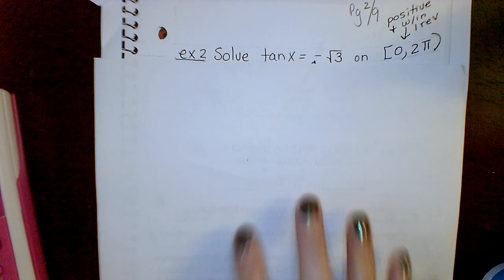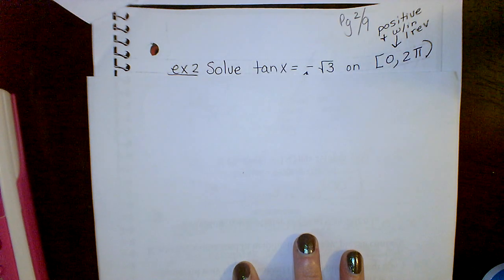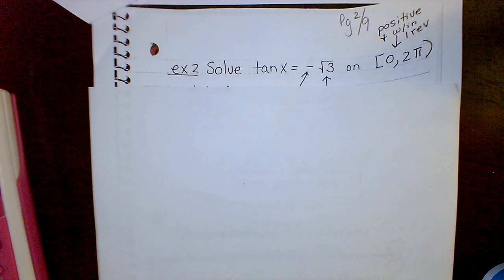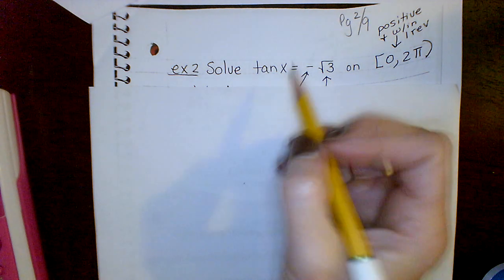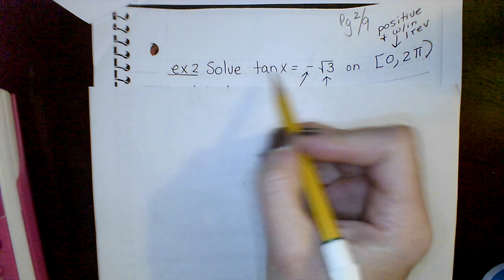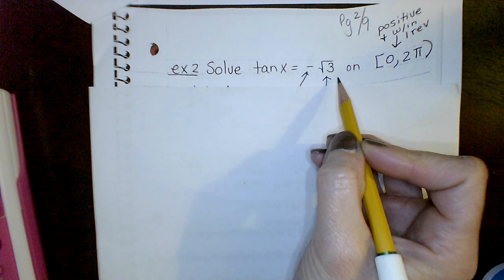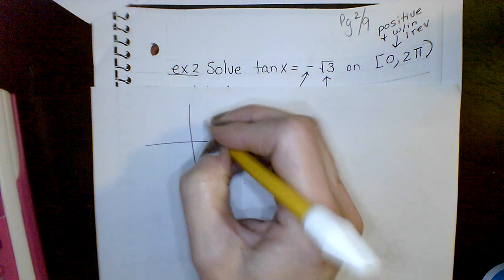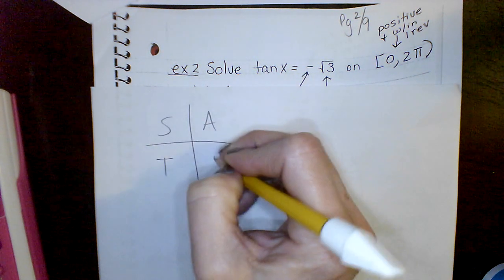So very similar. This time though, you'll notice that I put a negative in front of the root 3. So we want to find all the angles whose tangent is negative root 3. Now this is going to be very similar to the one we just did. We just have to focus again on the quadrant.